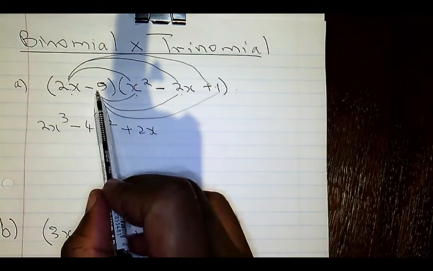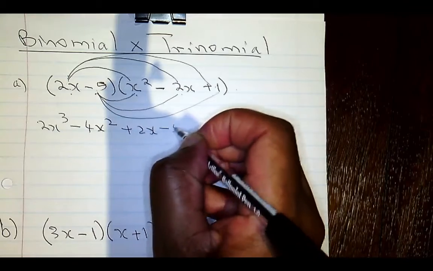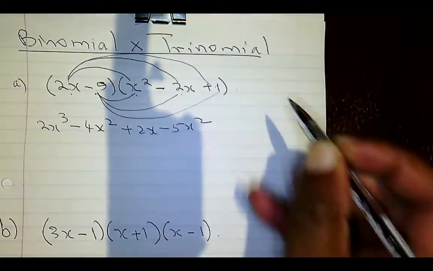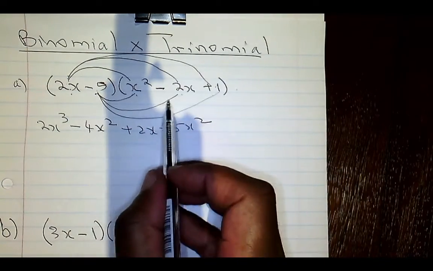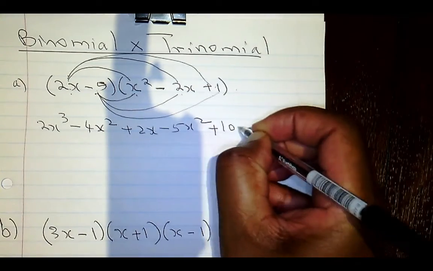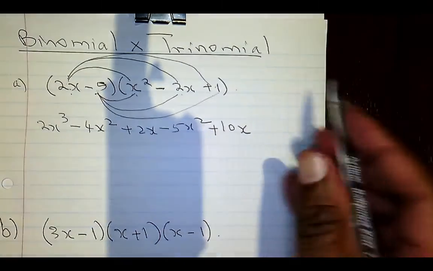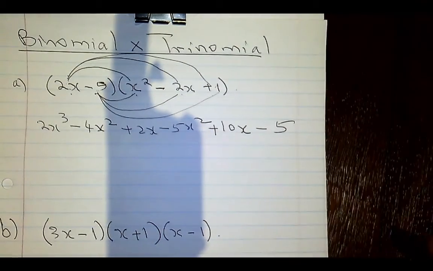Then we move on to the minus 5. Minus 5 is multiplied by x squared. That gives us a negative 5x squared. Then minus 5 times negative 2x will give us a plus 10x. Then minus 5 multiplied by a plus 1 will give us a minus 5. Now all the brackets are gone.